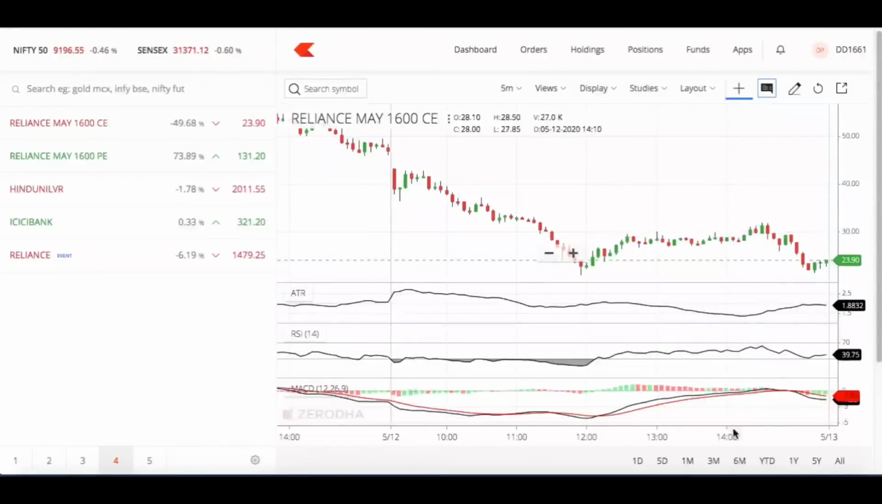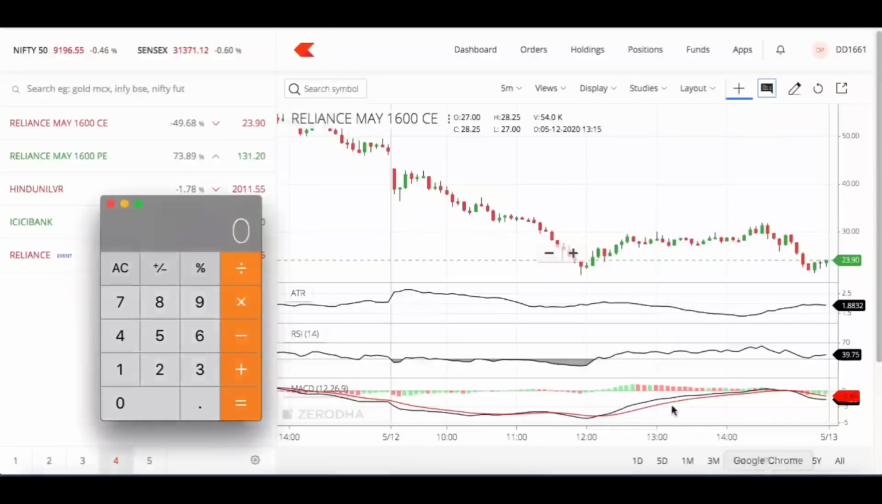So from 24, roughly a 6 rupee movement. 6 into 500 quantity is how much? 6 into 500, we have 3,000 profit. On how much did we make 3,000 profit? On 12,000 rupees. So 3,000 divided by 12,200, roughly, into 100. I'm just showing you the percentage: 24.59 percent profit.